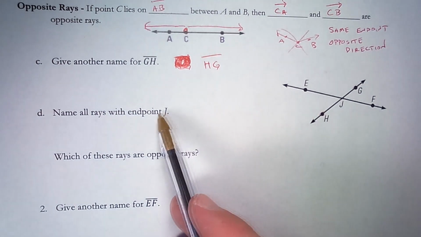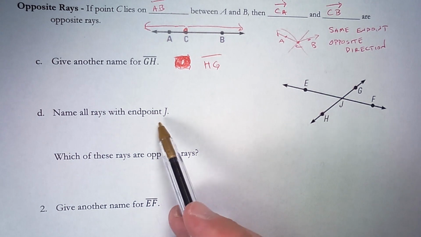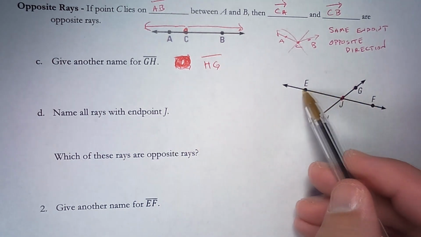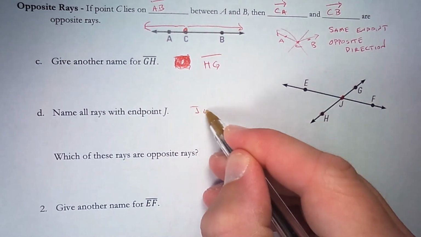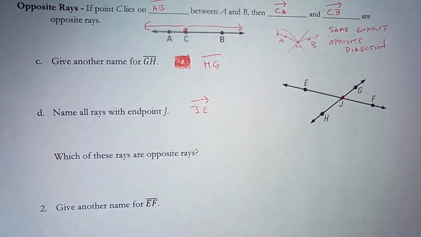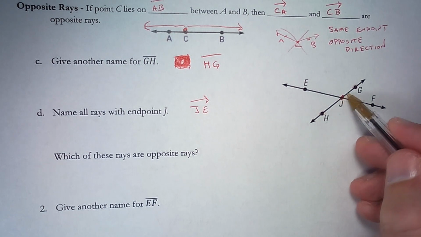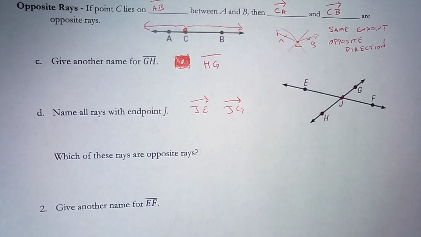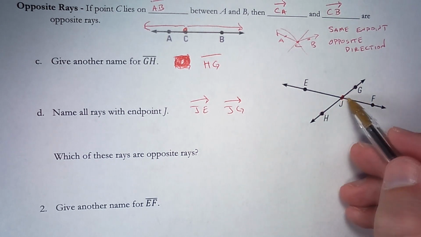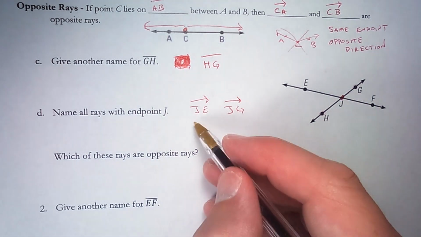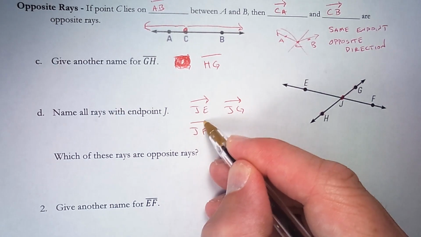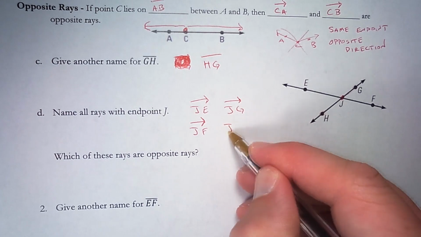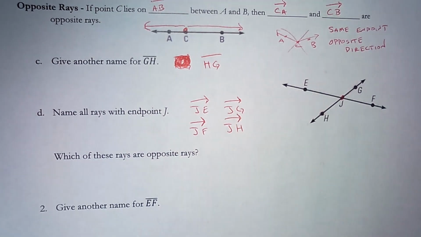Name all rays with endpoint J. Okay, so here's endpoint J. I could go from J through E. So JE is a ray. I could go from J through G. So JG is a ray. I could start at J and go through F. So JF is a ray. And I could start at J and go through H. So JH is a ray.